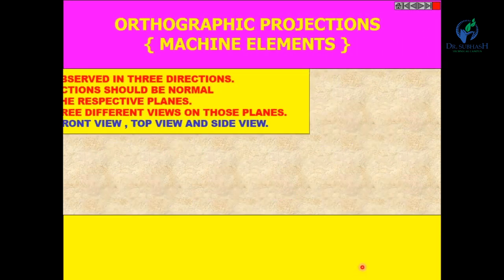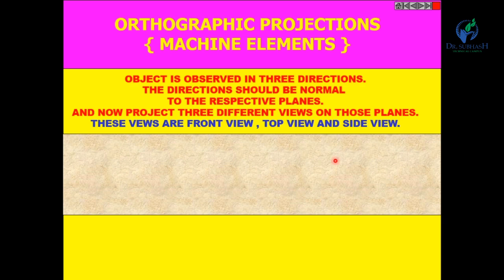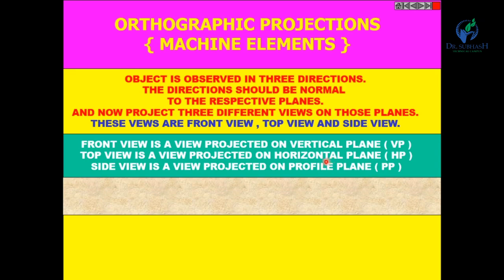So, orthographic projections for different machine elements. This object is observed in three directions, and the directions should be normal to the respective planes, and now we project the three different views on those planes. These three views are front view, top view and side view.